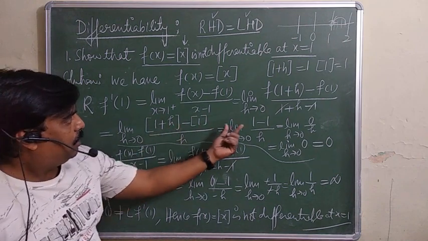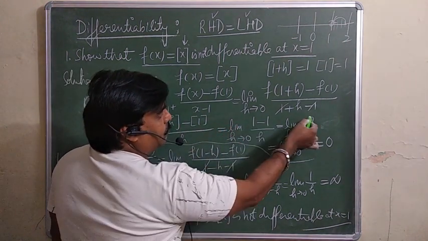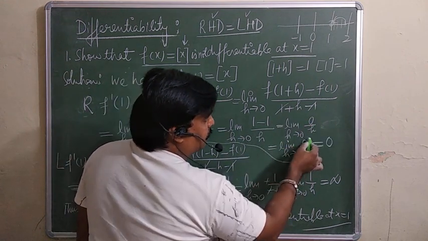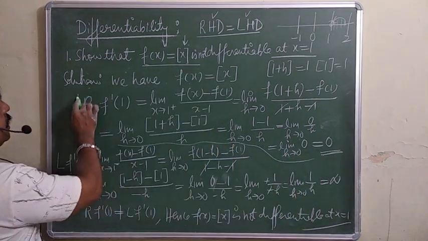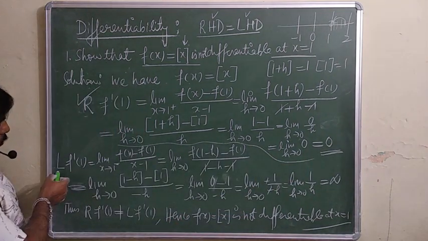So here it is (1 minus 1) over h. That is 0 over h, as h tends to 0, so 0 over h is 0. So limit h tends to 0 gives 0. It means the right hand derivative is equal to 0. Now we will do the left hand derivative.